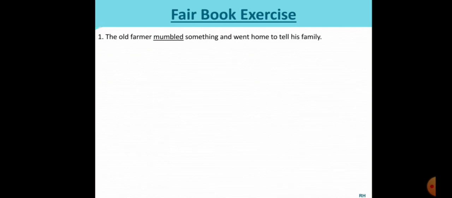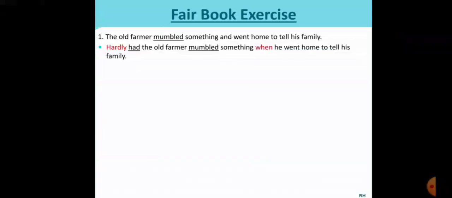The old farmer mumbled something and went home to tell his family. Now here the verb is in the past tense, students. Okay, mumbled. Alright. Great. So how will we change it? Hardly had the old farmer mumbled something. Now here mumbled is in the past tense, so we are using "had." So what was the rule? If the verb is in the past tense, we will have the word "had" after the word "hardly." So hardly had, and then the subject, the old farmer.